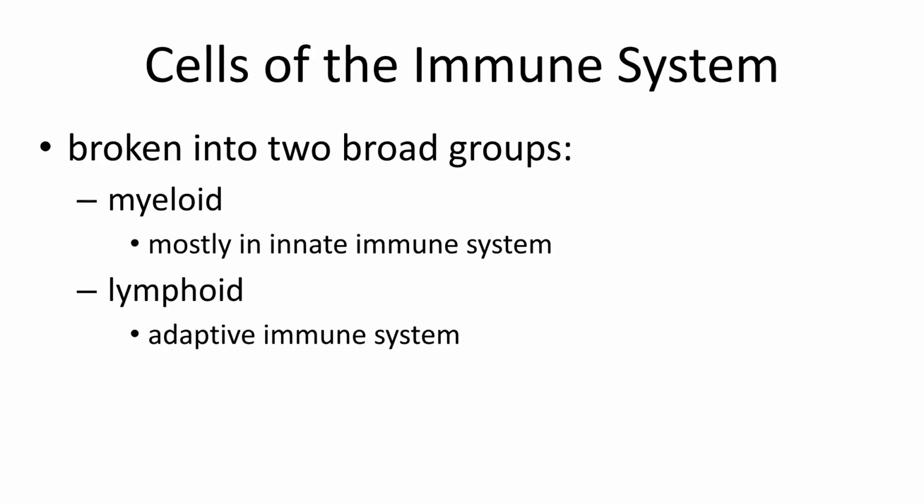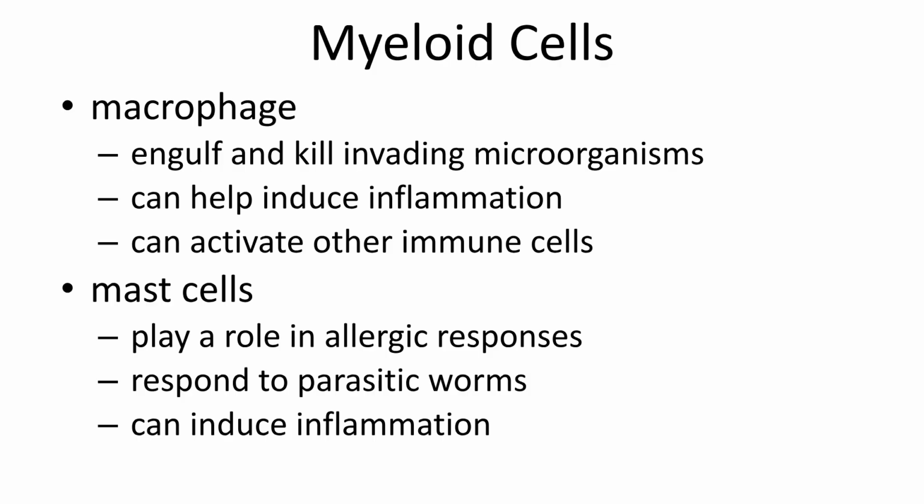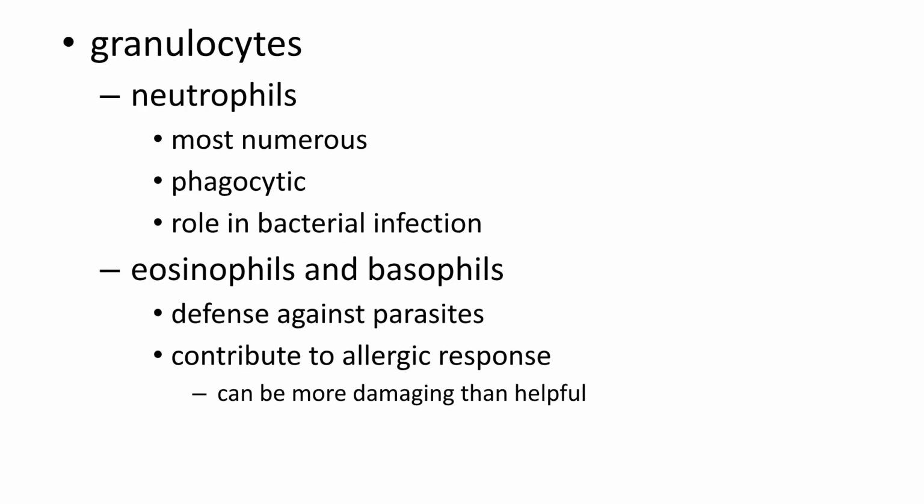Cells of the immune system are broadly grouped into myeloid cells, mostly involved in the innate immune system, and lymphoid cells, which are part of the adaptive immune system. Myeloid cells include macrophages, which engulf and kill invaders, induce inflammation, and activate other immune cells. Mast cells play a role in allergic responses and respond to parasitic worms.